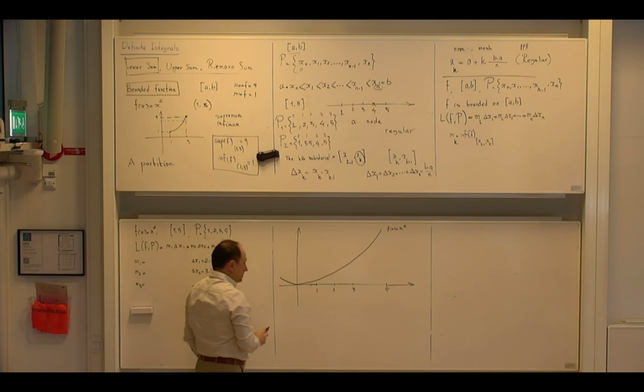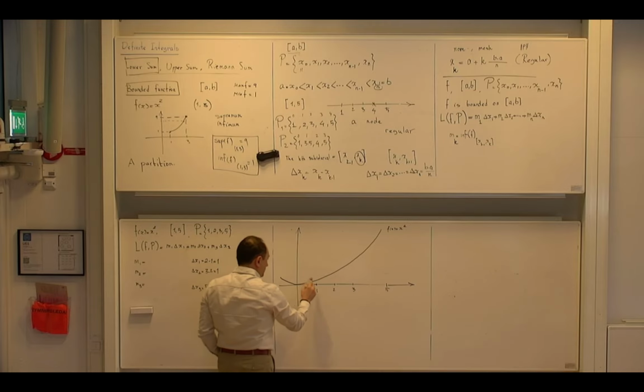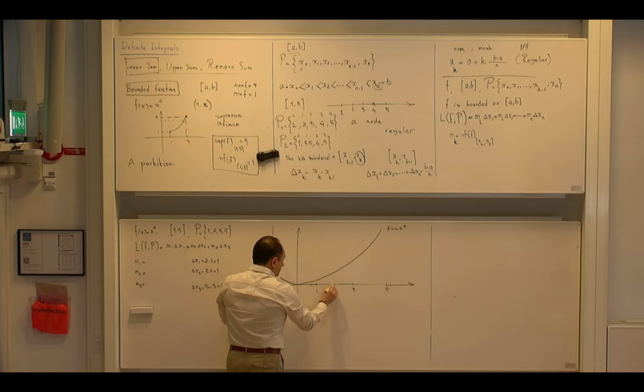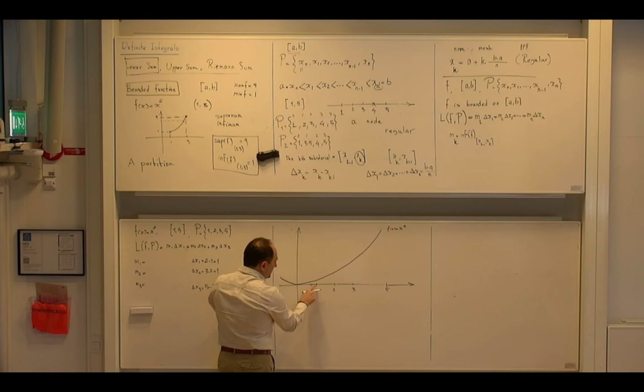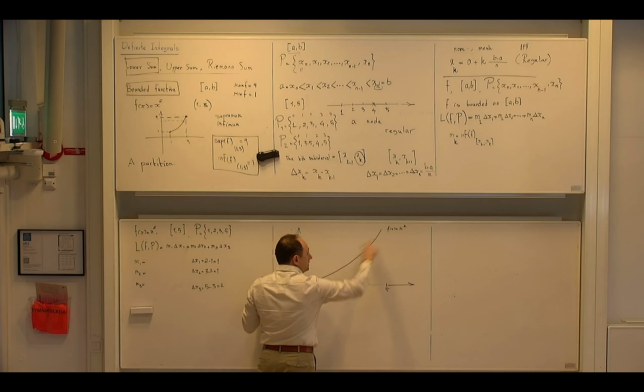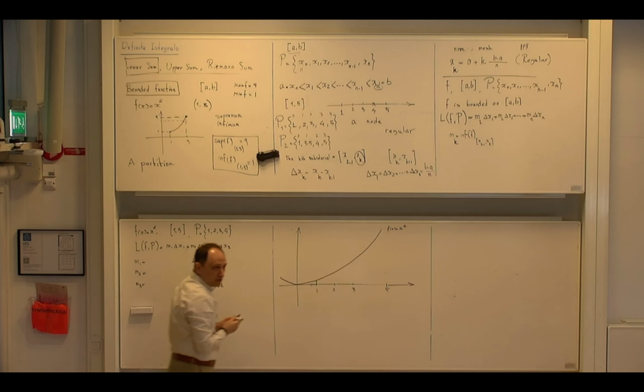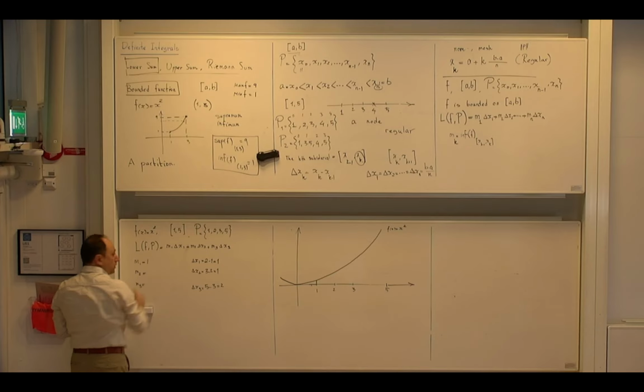So let me try to draw some pictures here for you. Concentrate on this subinterval, and now I ask you, what is the minimum of this function if I am limited between 1 and 2? The minimum is this height. Do you agree? Yeah. This is the minimum. And if I ask you what is this height, how should I know? This number is 1. This function is x squared. I feed it into the function and I get the height. The height is 1. So very simple. M1 is 1.